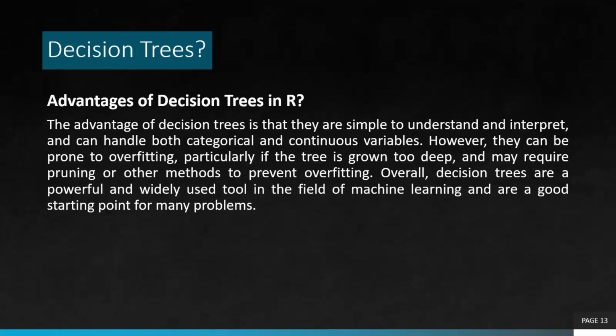Now, what are the advantages of using a decision tree model? The advantage of decision trees is that they are simple to understand and interpret and can handle both categorical and continuous variables. However, they can be prone to overfitting, particularly if the tree is grown too deep, and may require pruning or other methods to prevent overfitting. Overall, decision trees are a powerful and widely used tool in the field of machine learning and are a good starting point for many problems.